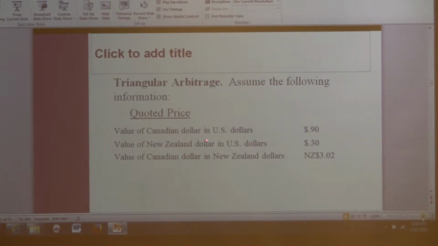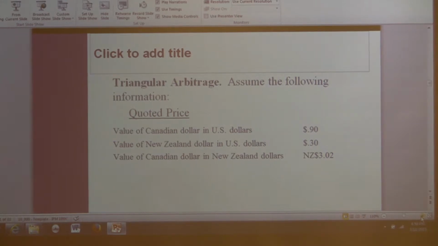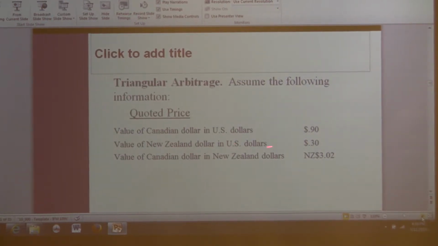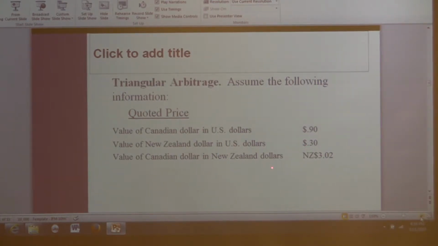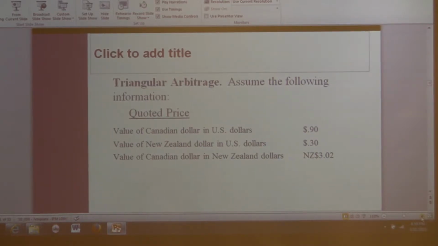The value of the Canadian dollar in US dollars is 0.9. Okay, so this is a direct exchange rate. If you are in the US and you want to buy one Canadian dollar, you have to pay 0.9. Now the value of the New Zealand dollar in US dollars is 0.3. The Canadian dollar in New Zealand dollars is 3.02. Okay. So what I'm trying to do here is compare the exchange rate between the Canadian dollar and the New Zealand dollar.